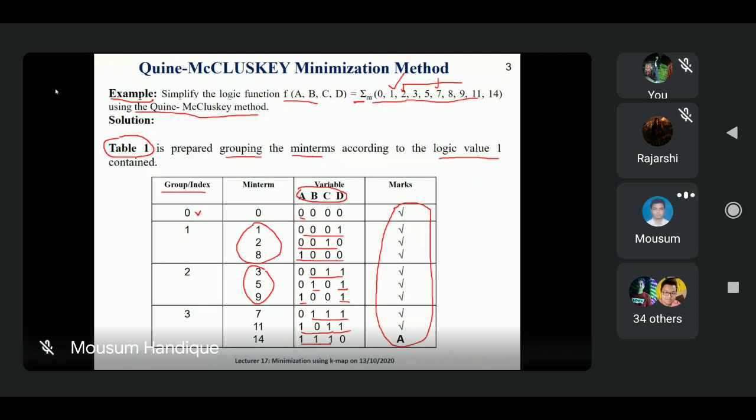Now it is okay. Yes, sir. Now it is okay. So here, yes, 2 sir is present.